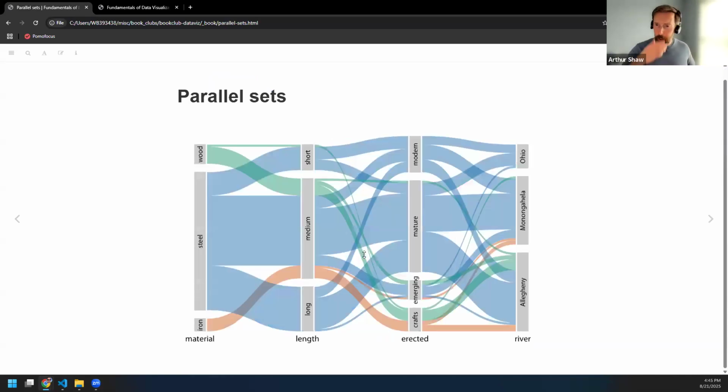Another idea he had, which honestly I feel kind of doesn't really work, at least for me, but maybe I'm just conditioned to look at this and think it's a Sankey or alluvial chart, is to use parallel sets. So you can see that of all the wood bridges, the vast majority of them are medium in length, I guess, or height. I don't know what this one is, oh yeah, length, there we are. And then a small number of them are short. And you can see how these map to different categories.